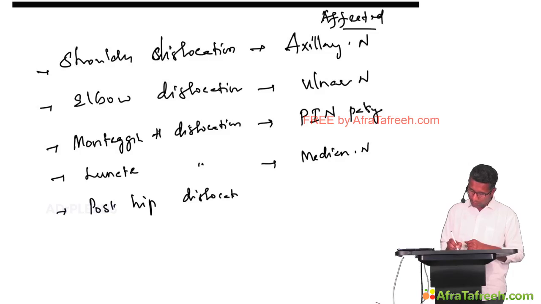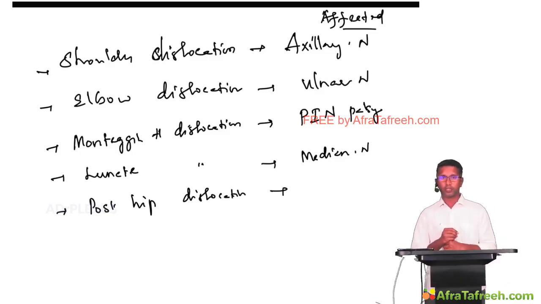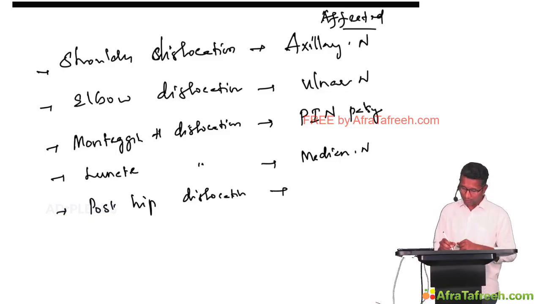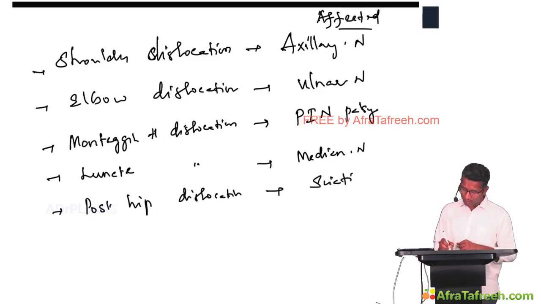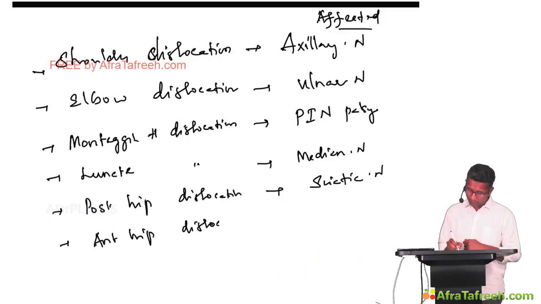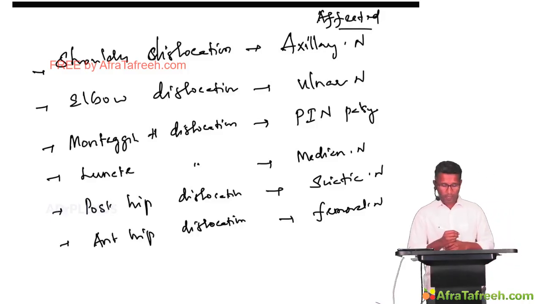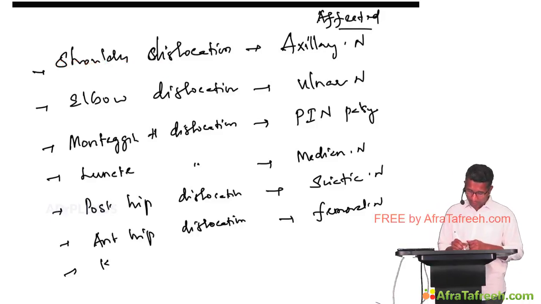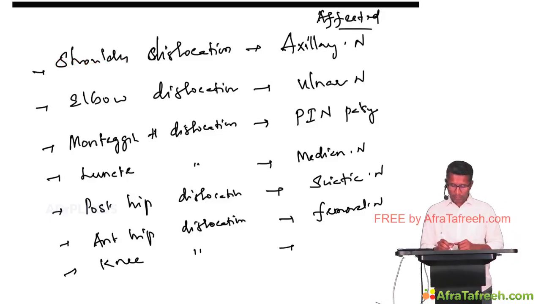Whenever there is a posterior hip dislocation, I hope you know this, there is an important nerve that runs in the posterior aspect of the hip, that is the sciatic nerve. Next, the nerve which is affected in anterior hip dislocation is the femoral nerve, guys. And the nerve which is affected in knee dislocation is the common peroneal nerve.